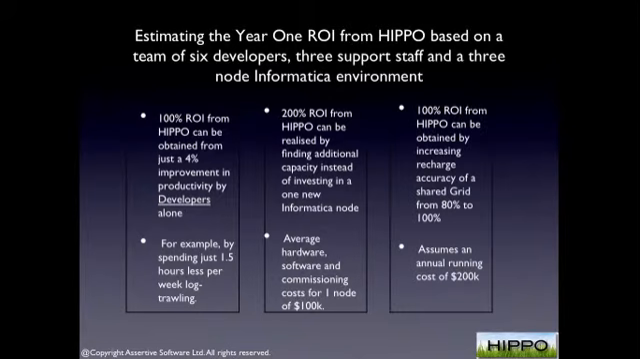So just by being able to avoid purchasing a new node, you're able to get 200% return on HIPPO. And lastly, 100% return on investment from HIPPO can be obtained by increasing the recharge accuracy of a shared grid. So if you charge back to projects the use of a shared grid, and you can increase that accuracy from 80% to 100%, then you'll get 100% return on ROI.